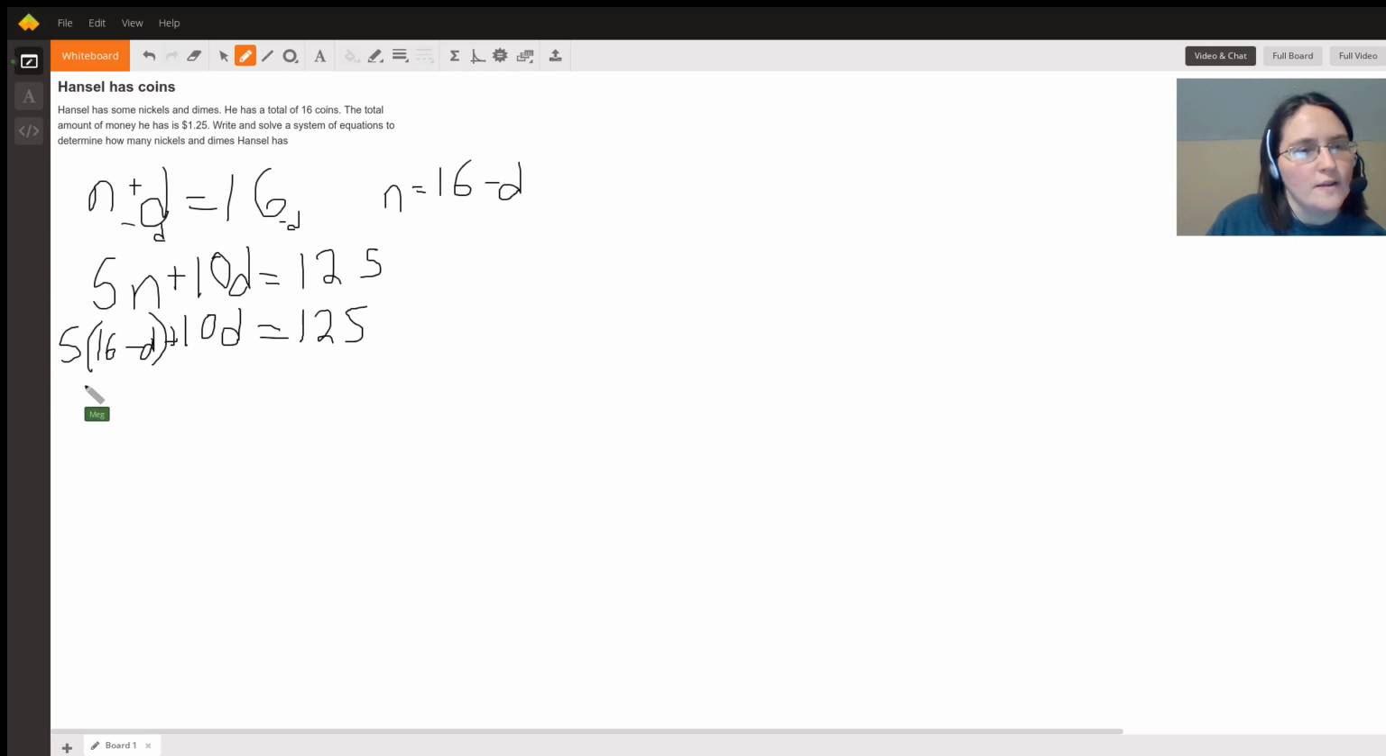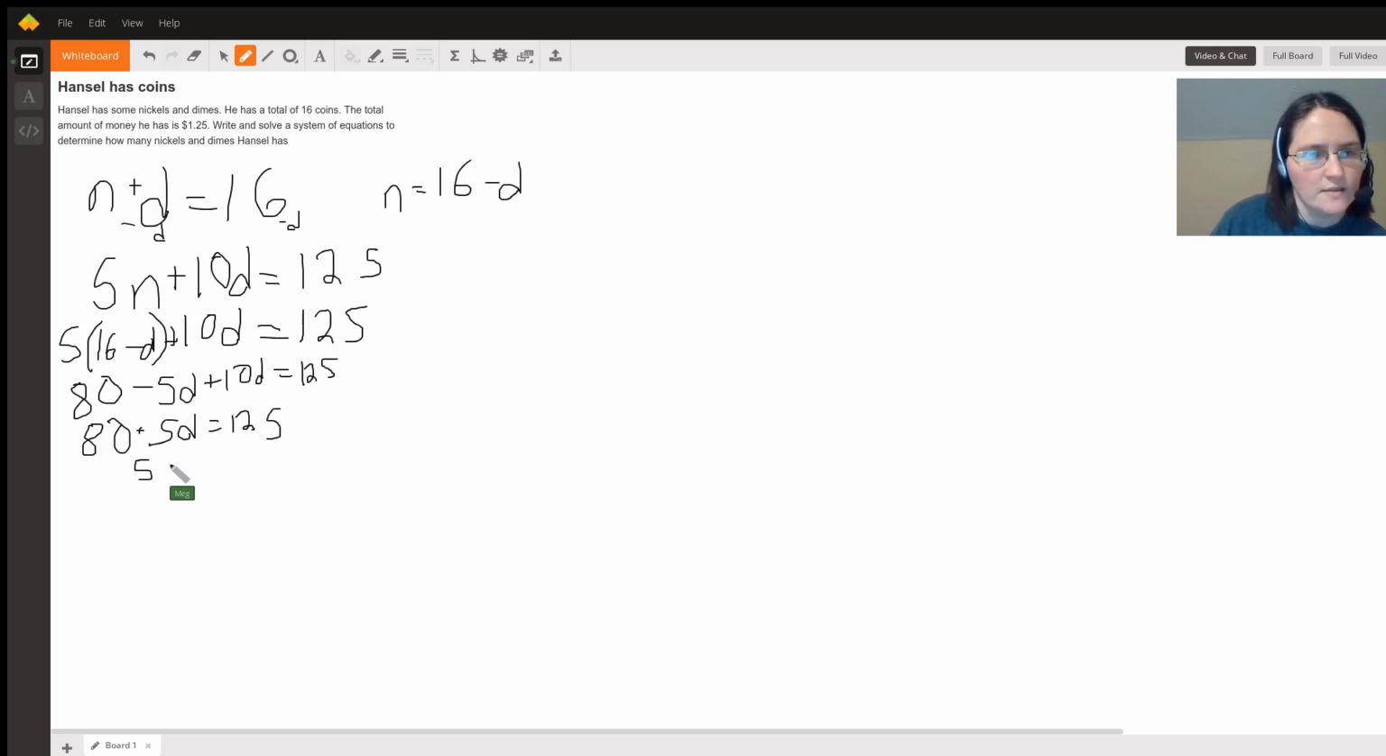So 5 times 16 is 80. 5 times negative d is negative 5d. Copy down the rest of the equation. Negative 5d plus 10d is positive 5d. Copy down the rest of the equation. Subtract 80 from both sides. And divide both sides by 5. d equals 9. Now I can put that back in here.